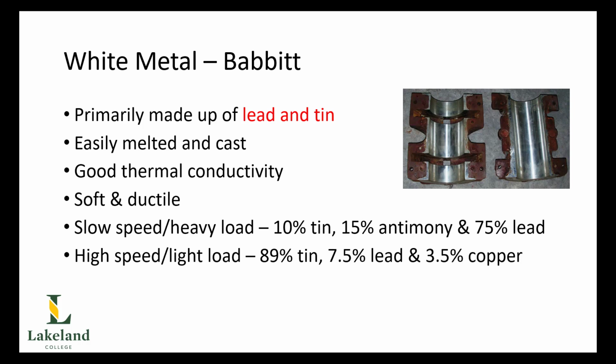You can see at the bottom of my slide here, I've done the comparisons between the two with the various percentages of tin and lead versus slow speed heavy loads or high speed light loads. And annoyingly, every now and then they do ask you questions about the percentages of this material. I know they're difficult numbers to remember. I would generally just suggest that you remember that the high speed light load one is the tin dominant babbitt and the slow speed heavy load one is the lead dominant babbitt.